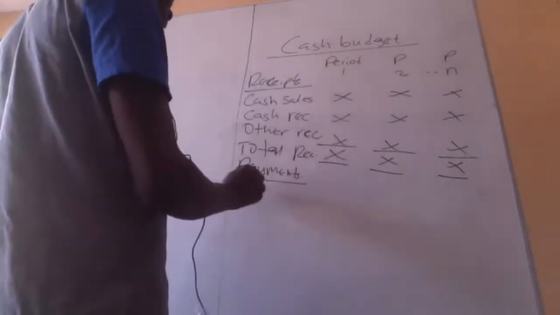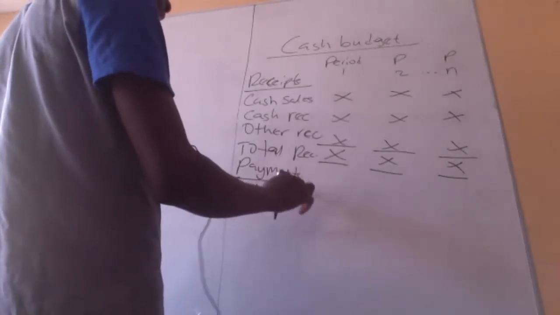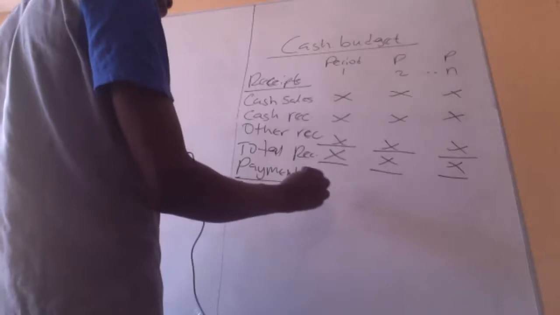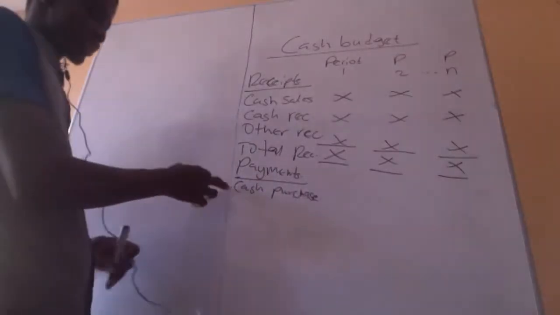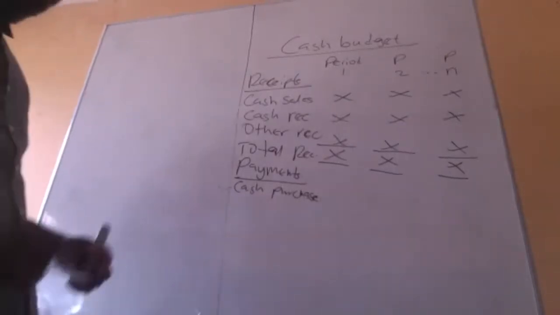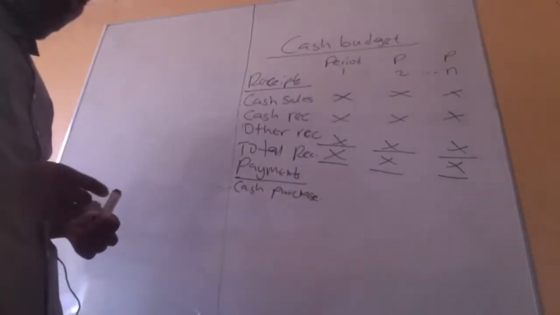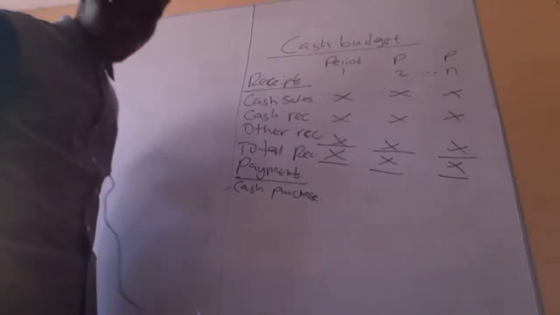1, cash purchases. Most exam questions, we don't normally give cash purchases. Normally the company buys all their goods in bulk and then pays them later, little by little.